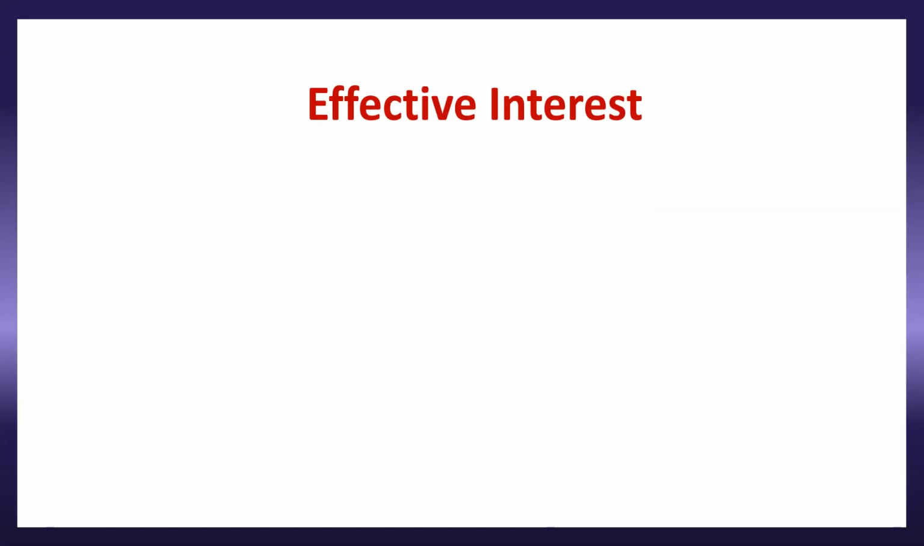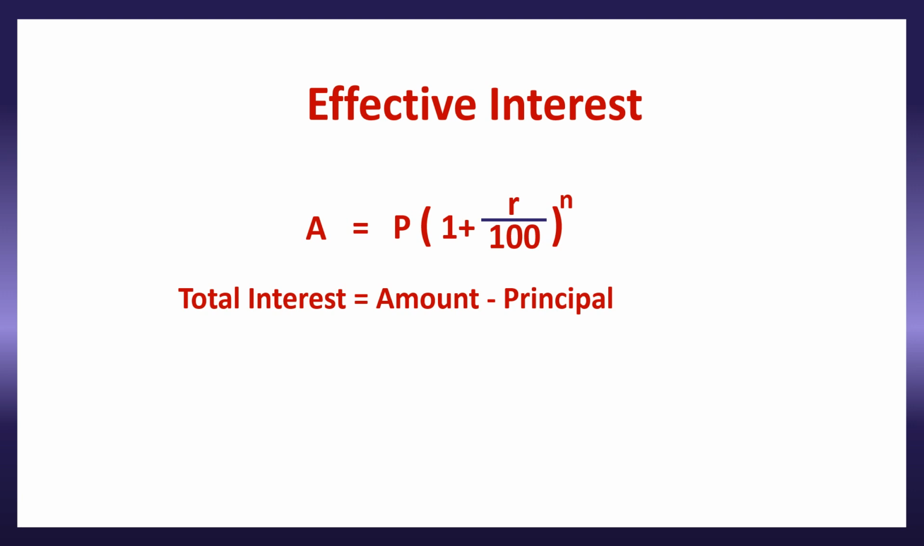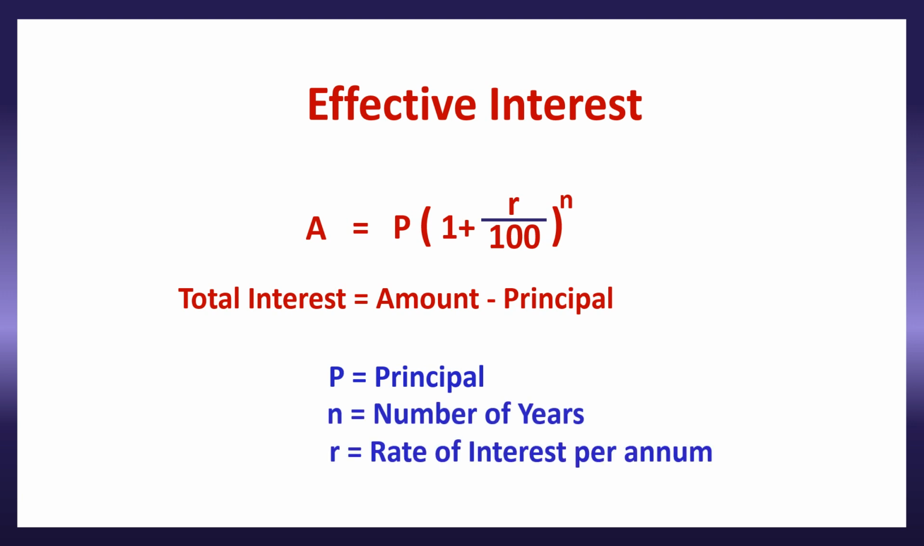The effective interest can also be calculated using the compound interest formula. A is equal to P into 1 plus R by 100 whole raised to N, where total interest can be calculated by applying the formula amount minus principal. And P is principal, N is the number of years, R is the rate of interest per annum. This formula can also be used to calculate the effective rate of interest.